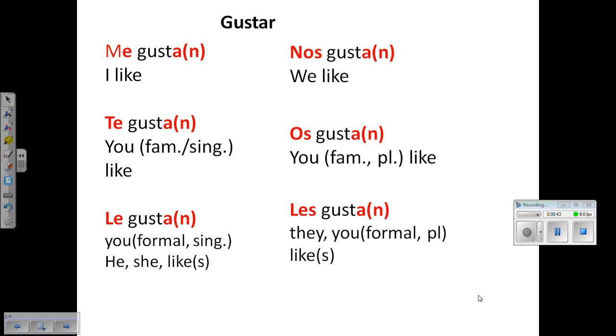The me, te, le, nos, os, les is the person you're talking about. It's actually not the subject, but it's the person. And then you have to change gusta or gustan depending on what it is that you like or do not like, which is the subject. Make sure you fill in your information sheets with the Spanish and the English. You may need to pause this because I'm going to move on to the next slide.